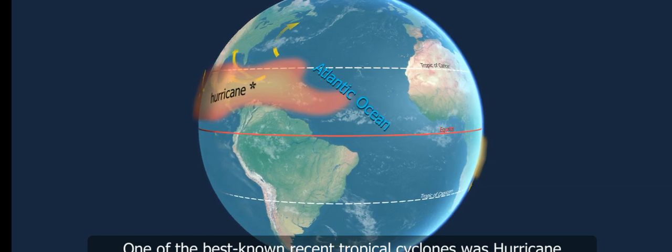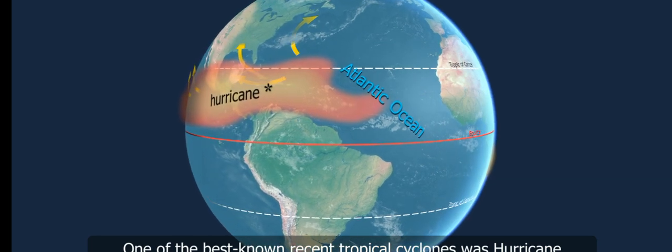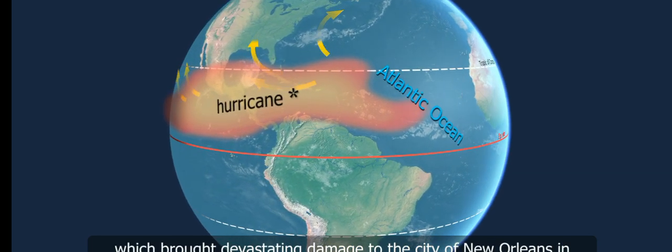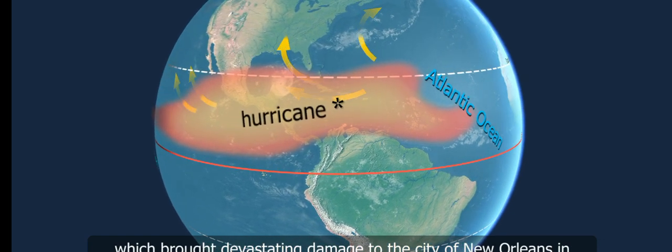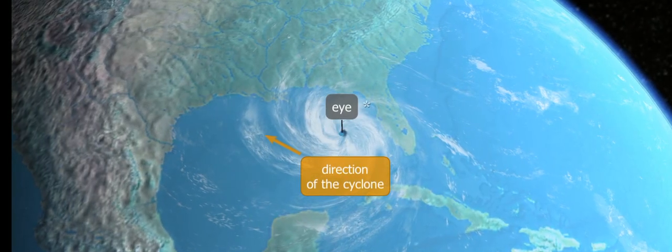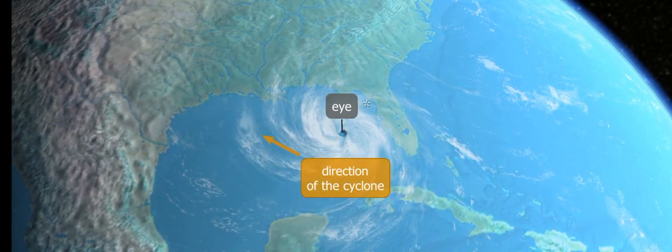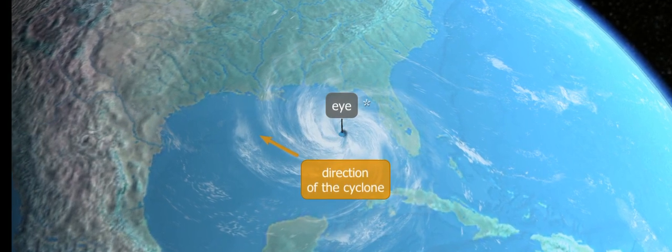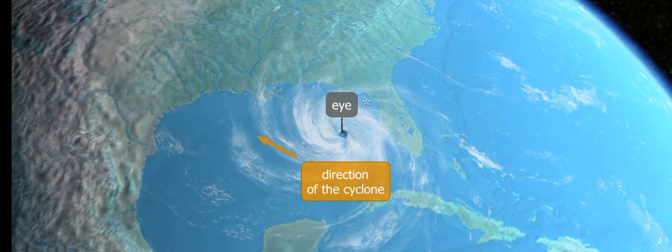Previously, they were only given female names, but nowadays, male names are also used. One of the best-known recent tropical cyclones was Hurricane Katrina, which brought devastating damage to the city of New Orleans in 2005. A tropical cyclone is a rapidly rotating, strong wind system characterized by an extremely low-pressure center.